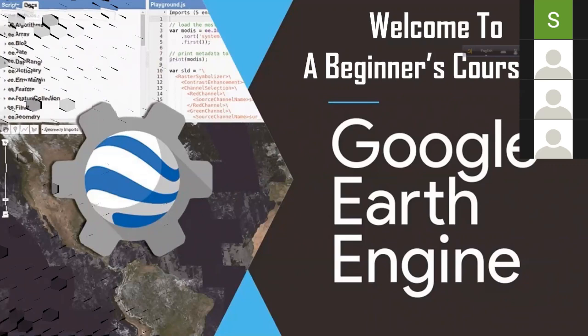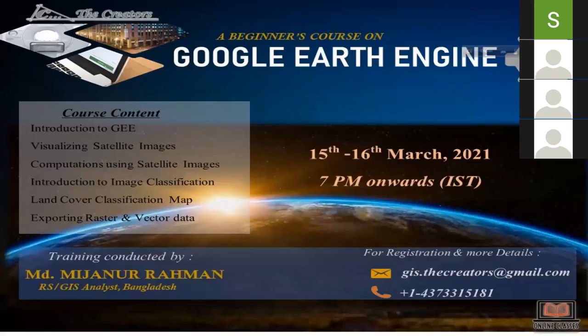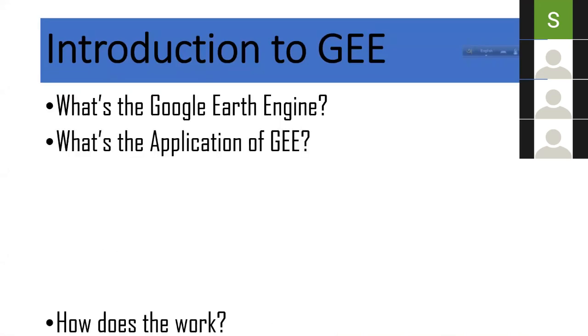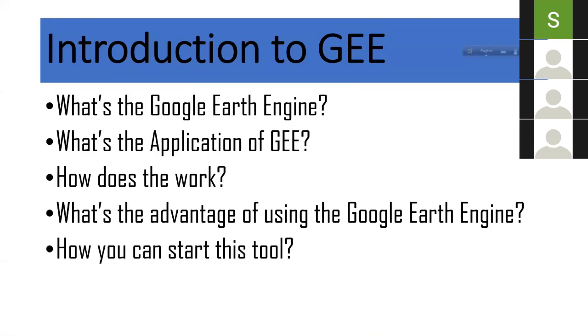So this course is mainly a 2 days course. Our course content will be detection using satellite images, introduction to image classification, land cover classification map, and exporting raster and vector data. This is our course content, and I will cover it in 2 days. To start, we'll discuss what Google Earth Engine is, how it works, what the advantages of using it are, and lastly, how you can start this tool.